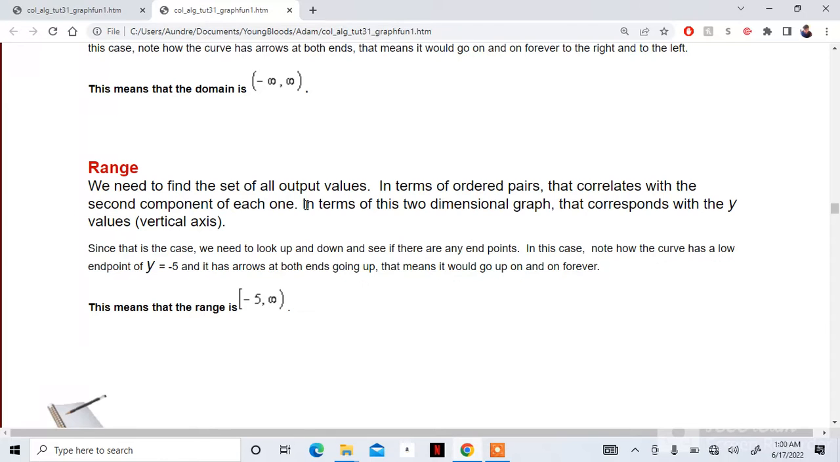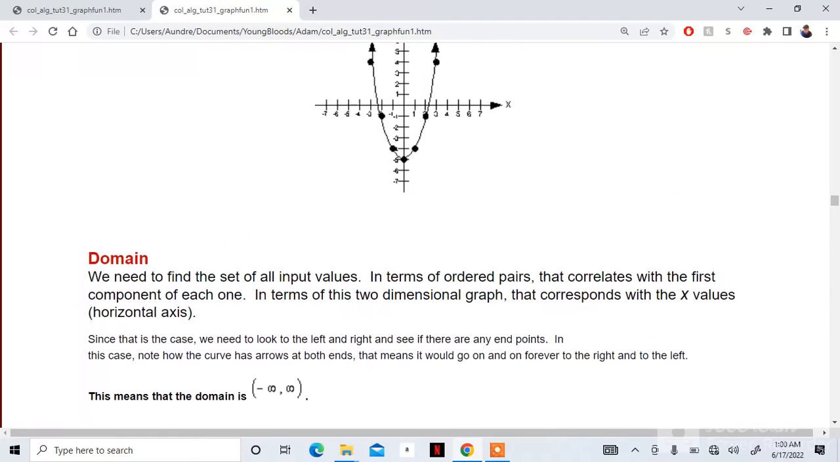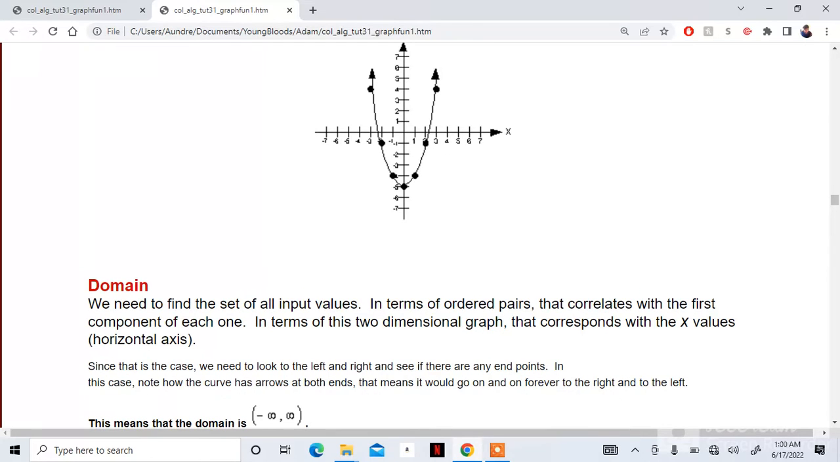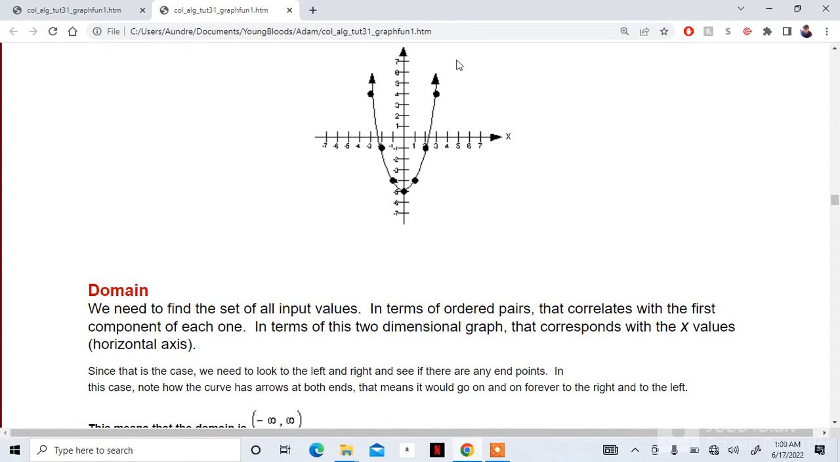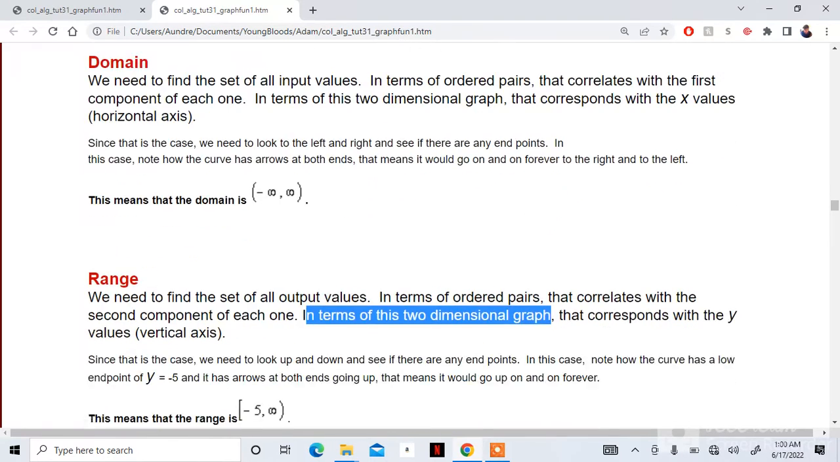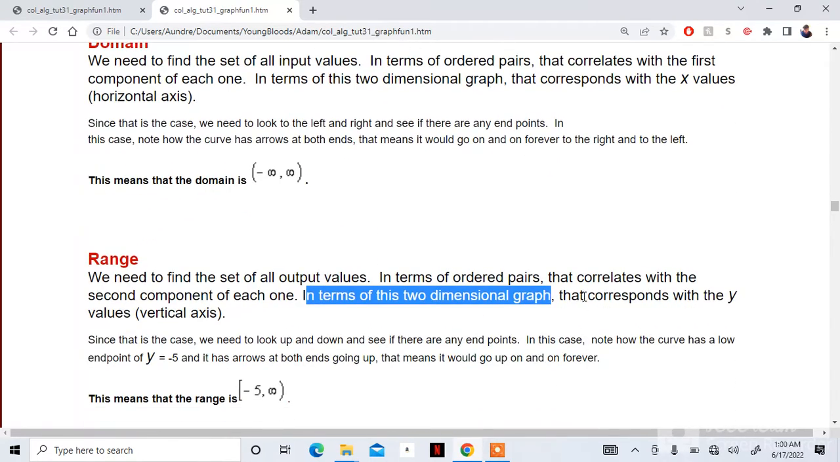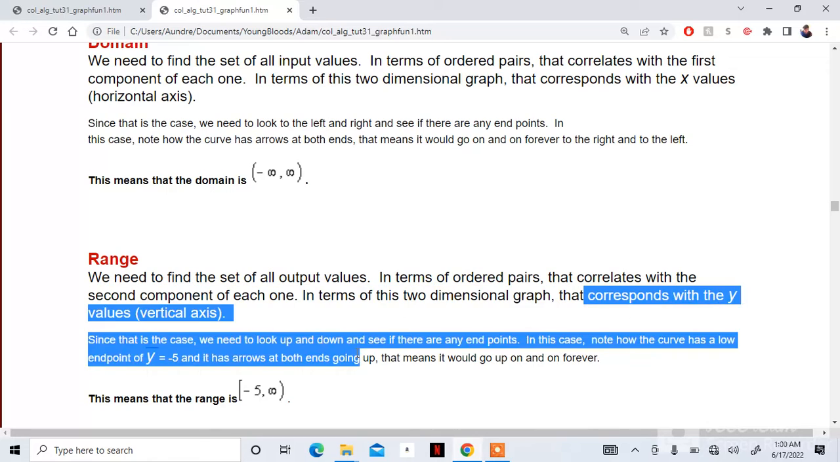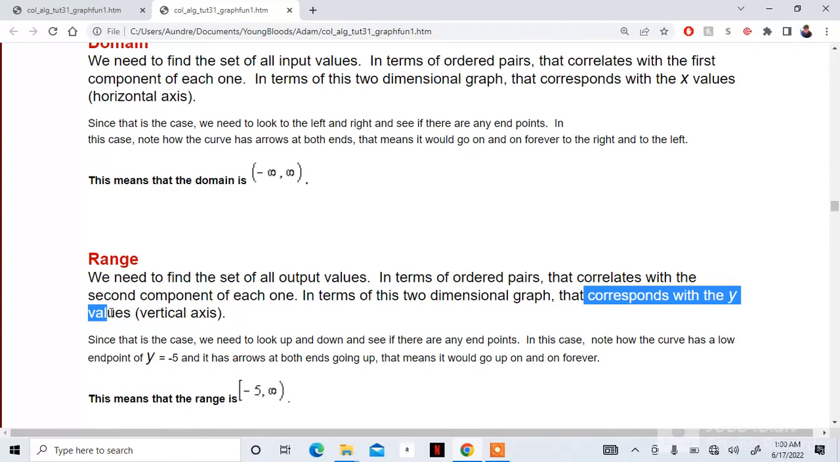In terms of this two-dimensional graph, see, two lines, two-dimensional. That corresponds with the y values, vertical axis. Y values.